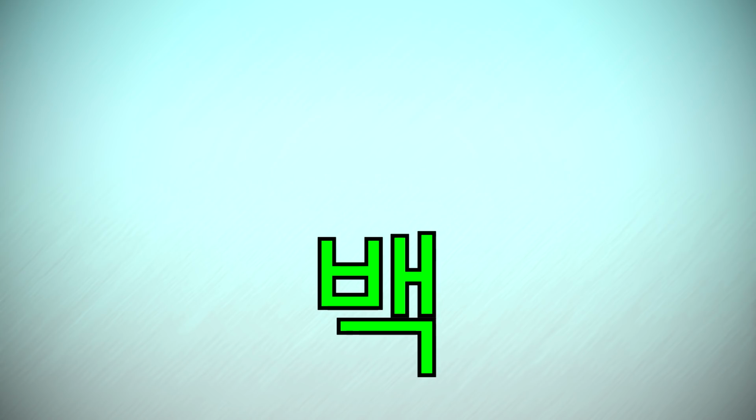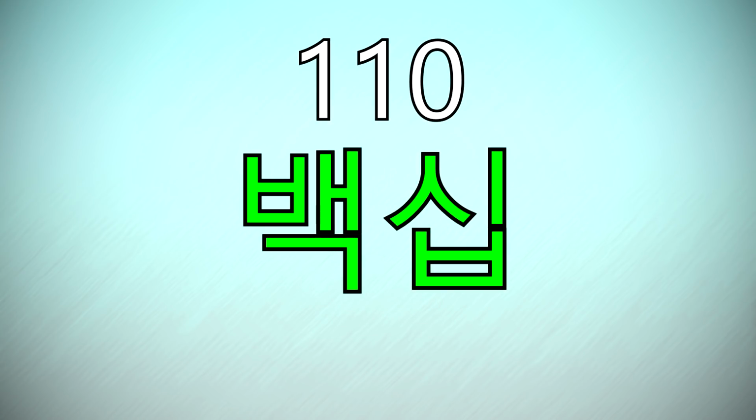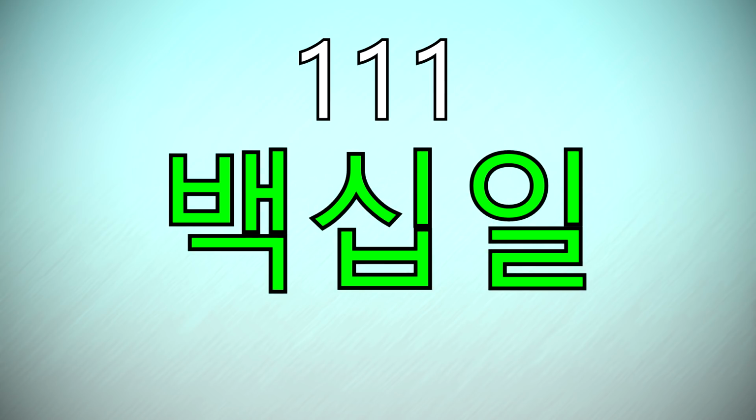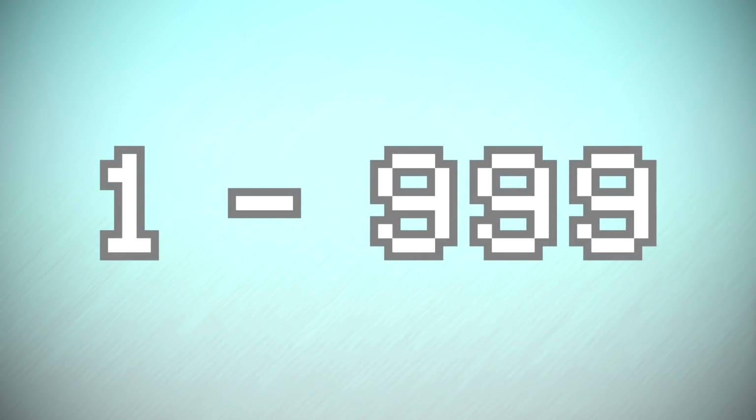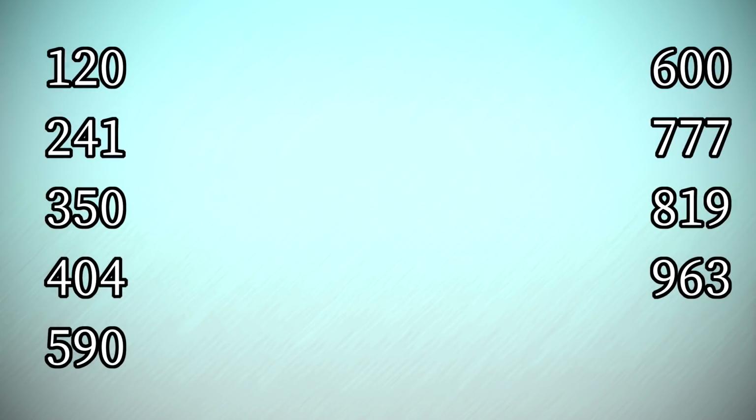So to say 100, you can just say 백. You don't have to say 일백. To say 110, you can say 백십. And to say 111, you can say 백십일, just like before. Now we can go from 1 all the way to 999. So here are a few more numbers you can try reading yourself. You can pause the video here.